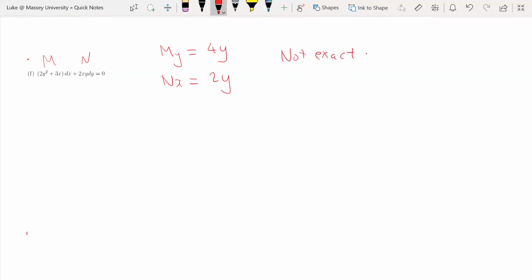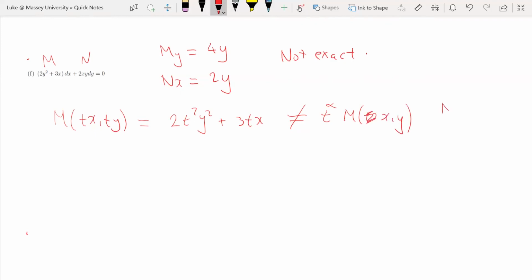In fact, you can easily show that it's not going to be homogeneous, even just looking at the first term here. So this is going to be 2 times t squared y squared plus 3 times t times x. So this is not equal to t to some power m times the function at x, y. So this is not homogeneous either.